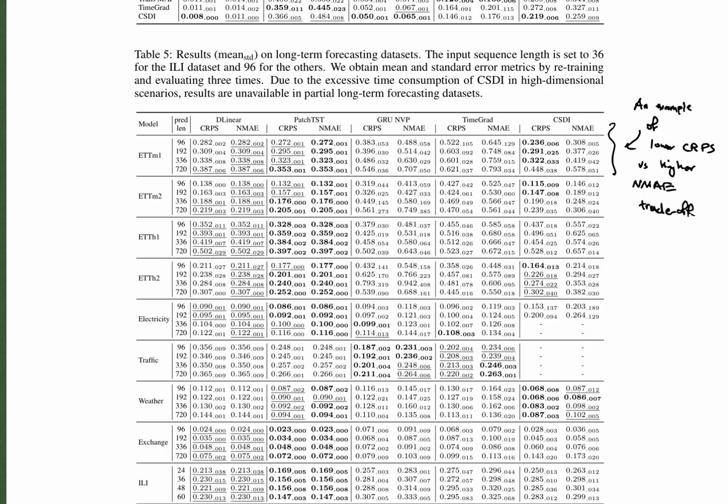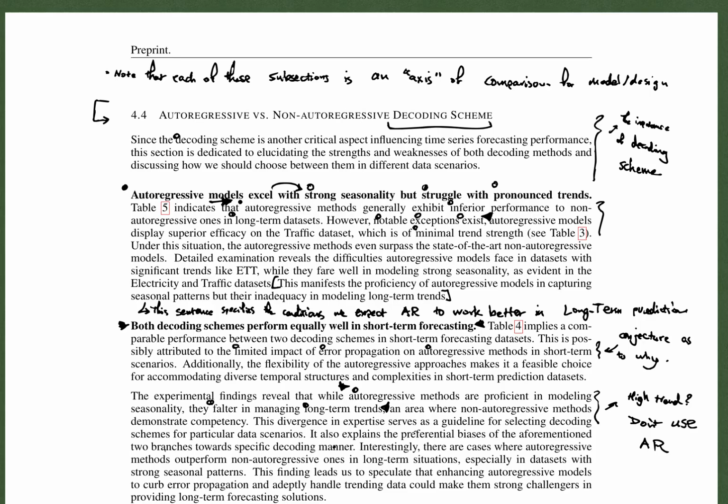Next, they talk about the decoding scheme, autoregressive versus non-autoregressive, because it's one of the important factors in here. Now, one thing that they find out, and I mentioned, is autoregressive models excel with strong seasonality, but struggle with the pronounced trends. So considering the trends and seasonality being two factors that are more pronounced when it comes to the longer term horizons, this autoregressive decoding scheme seems to be one of those design decisions which favors a case where there is a strong seasonality, but there is not a pronounced trend in the data.